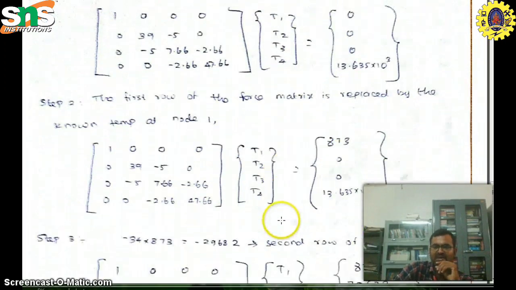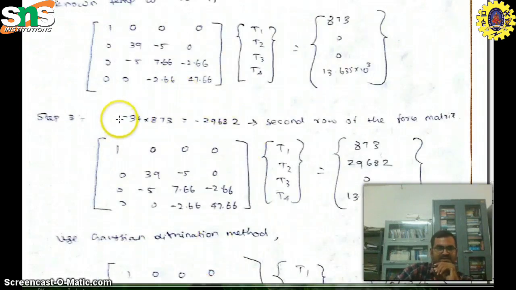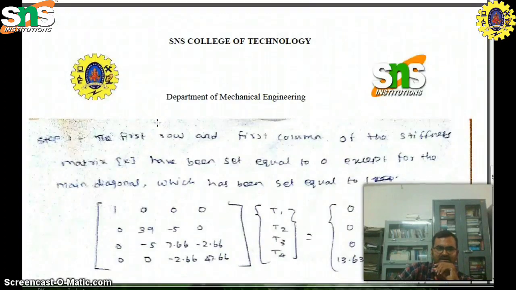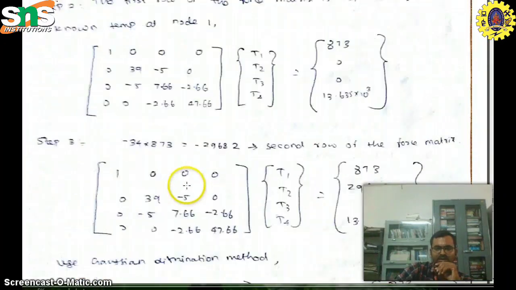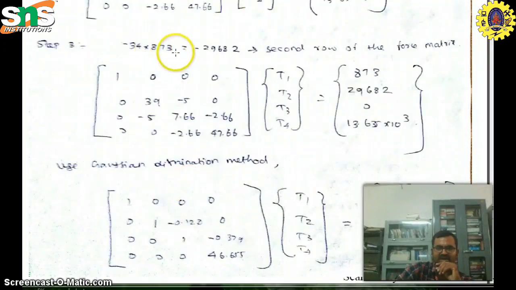After that we multiply the first column by the known temperature. Then the third step is to multiply the second row and first column, which means minus 34 into the known temperature value 873. We will get minus 29632. This value will be replaced in the second force matrix entry, 29682.